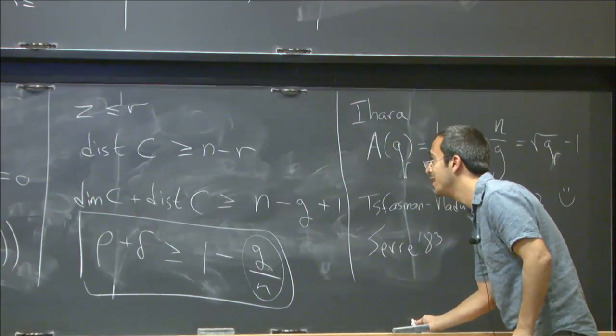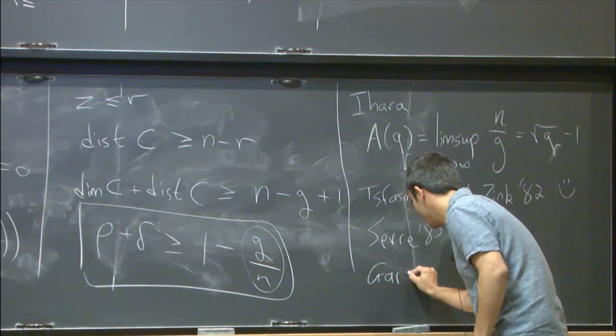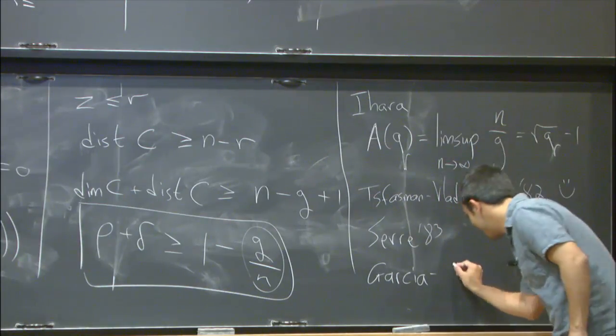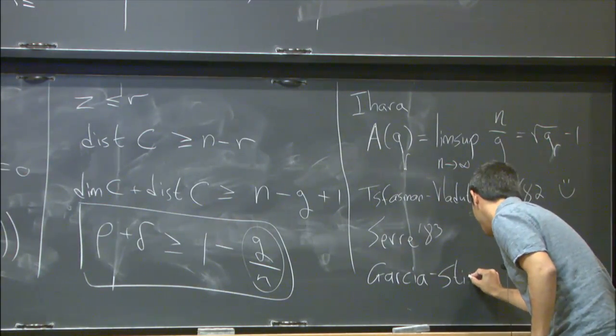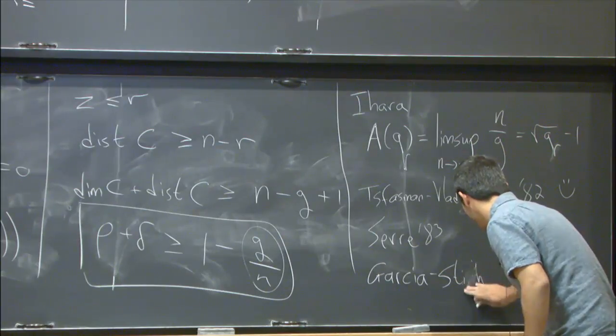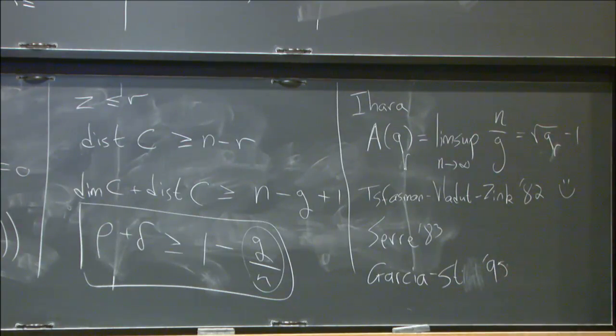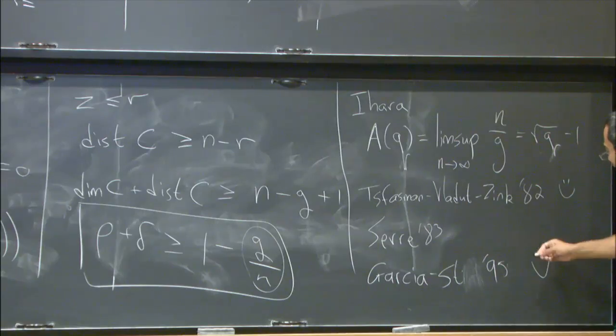But then there was the paper that is closest to us as computer scientists, and that's Garcia and Stichtenoth, mid-90s, like 95 or something. Stichtenoth actually has the book on the subject, so you should know how to spell his name. But they gave what we will call an explicit construction. They gave the fields that do this, and I will talk about it later.